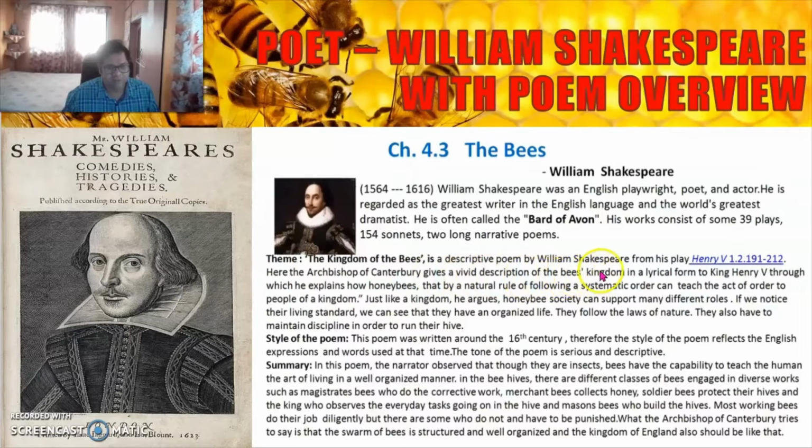description of the bees' kingdom in a lyrical form to King Henry V, through which he explains how the bees, honeybees, that by a natural rule of following a systematic order can teach the art of order to the people of a kingdom. Just like a kingdom, he argues, honeybee society can support many different roles.